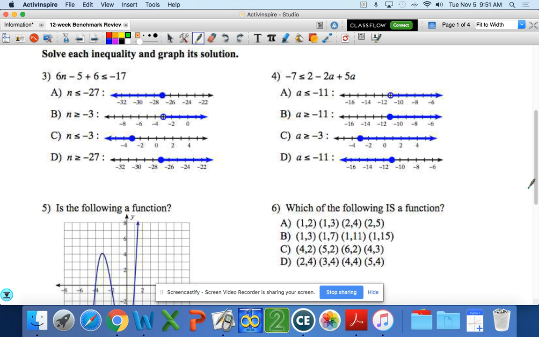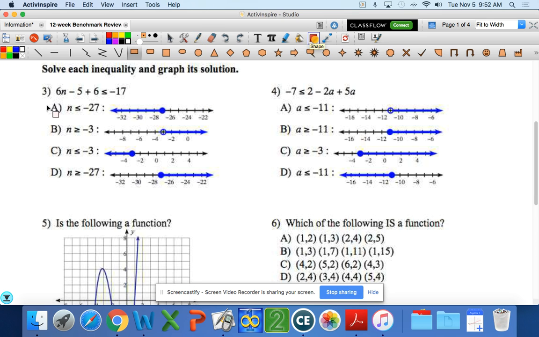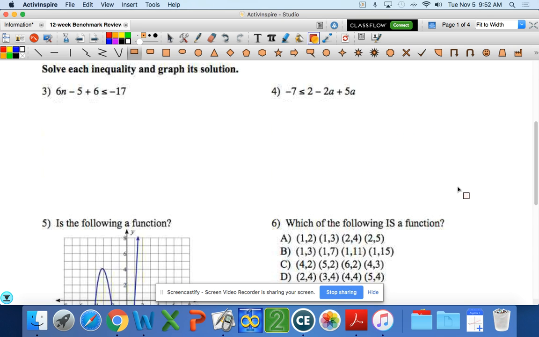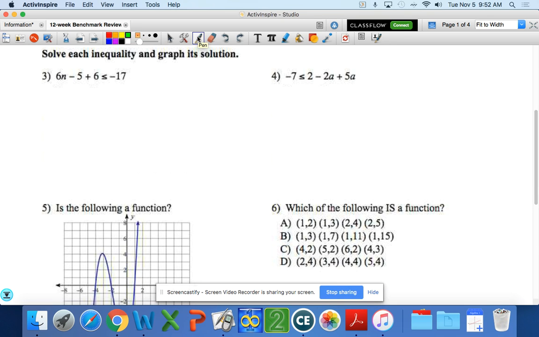On down to number 3 and 4. Here we're solving inequalities. So these on the whole end up being easier to solve, but they have that added trick of making sure you know how to graph them. All right? So here we're going to have to clear out some space again. All right, we've got to solve this inequality.